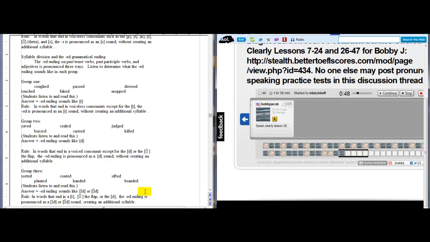If you think about it, Bobby, if you take the word plant, and if you follow the first rule in group 1, then you say plant. But that's very awkward, and a native speaker is not going to know that that's past tense. So then we have to say planted. Group 3. All right. Sorted, caughted, sifted, planted, handed, branded. Exactly.